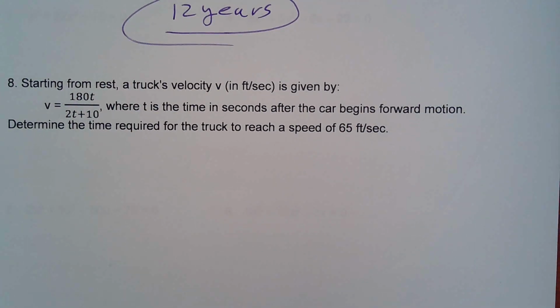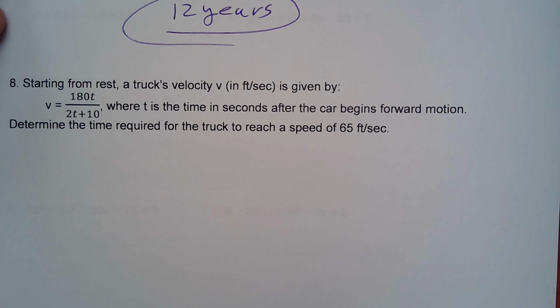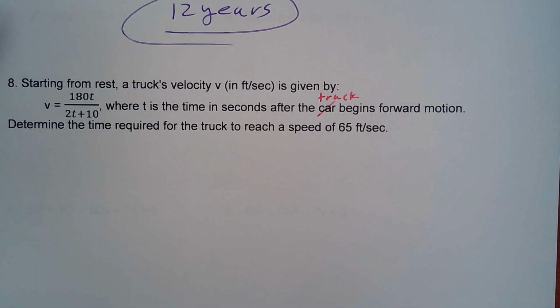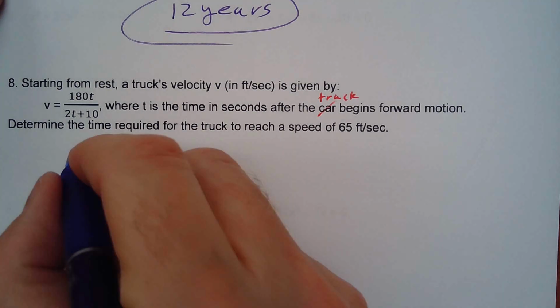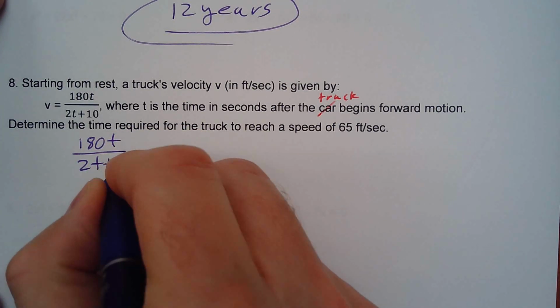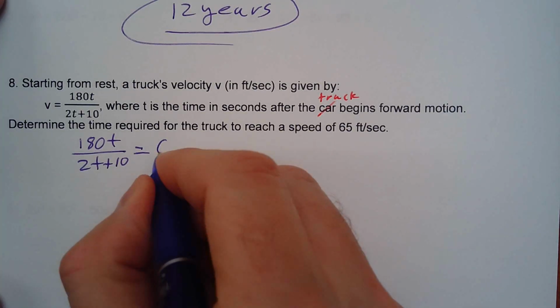Let's try this next one. Starting at rest, the truck's velocity v is given by v equals 180t all over 2t plus 10, where t is the time in seconds after the car begins forward motion. So I guess we should change that to truck. So there's a typo. Determine the time required for the truck to reach a speed of 65 feet per second. Okay, so we're just going to go ahead and set that 180t over 2t plus 10 equal to 65.